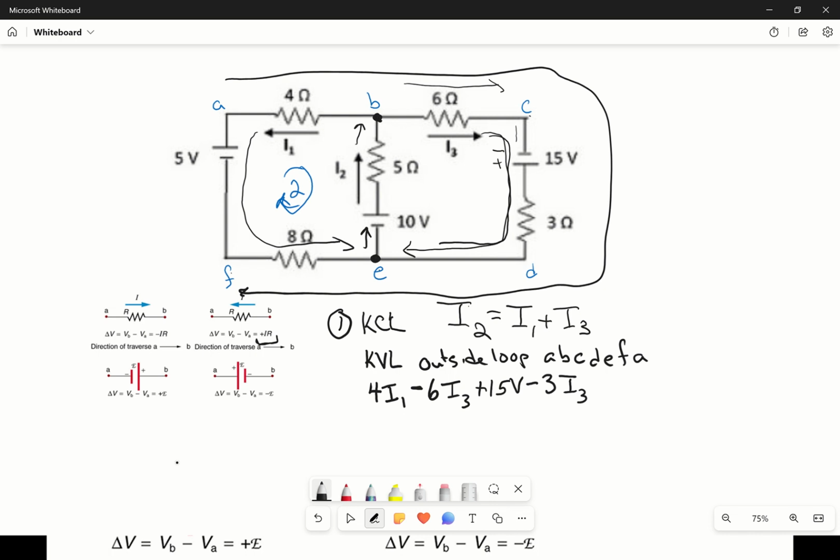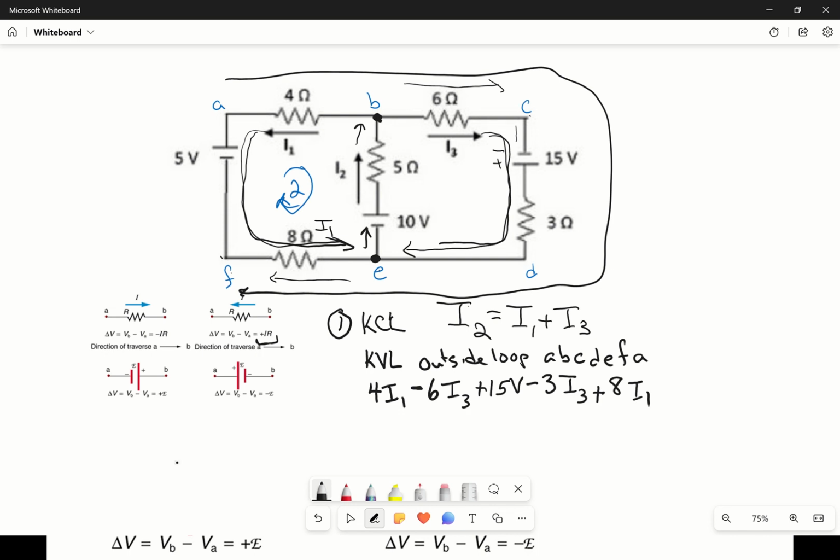Now from E to F, I'm going to go through an 8 ohm resistor. The current is going around like that. That's still I1. And I'm going from E to F. So it's the opposite direction. So it's going to be positive. So it's going to be plus, R is 8, and the current is I1.